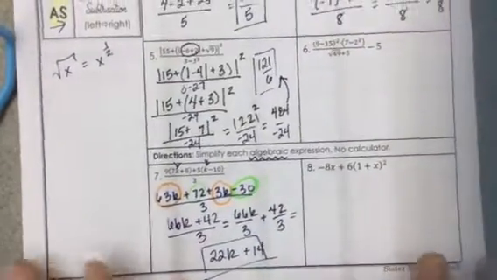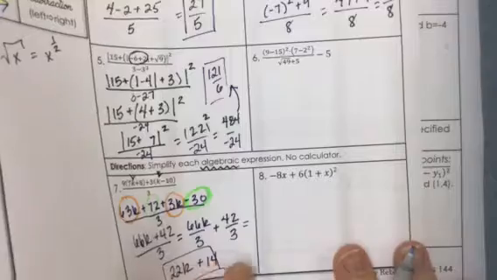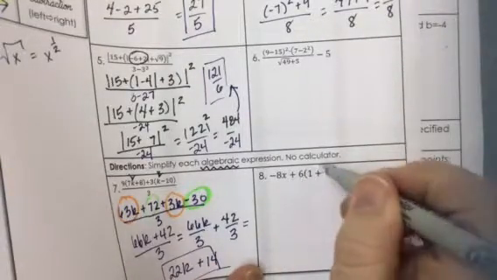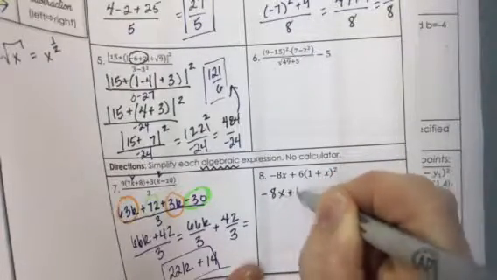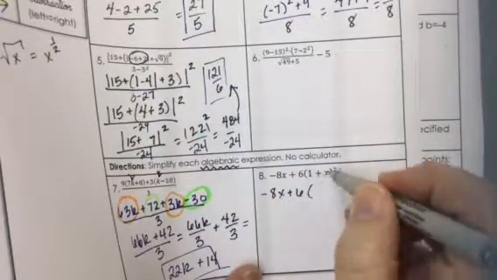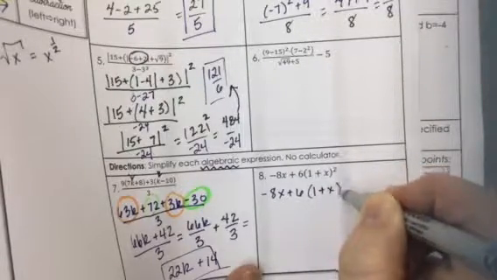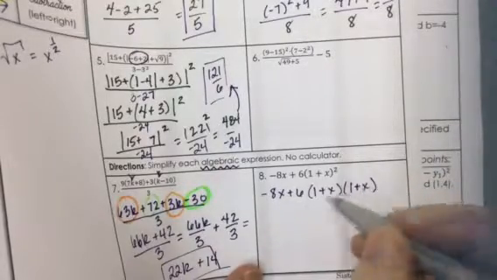Okay. Number 8 is a little bit trickier because we've got a binomial that's being squared. So what does that mean? We actually can't distribute that 6 right up front. So we need to leave the 6. But 1 plus x squared is the same thing as saying 1 plus x times 1 plus x. So we have to FOIL this.